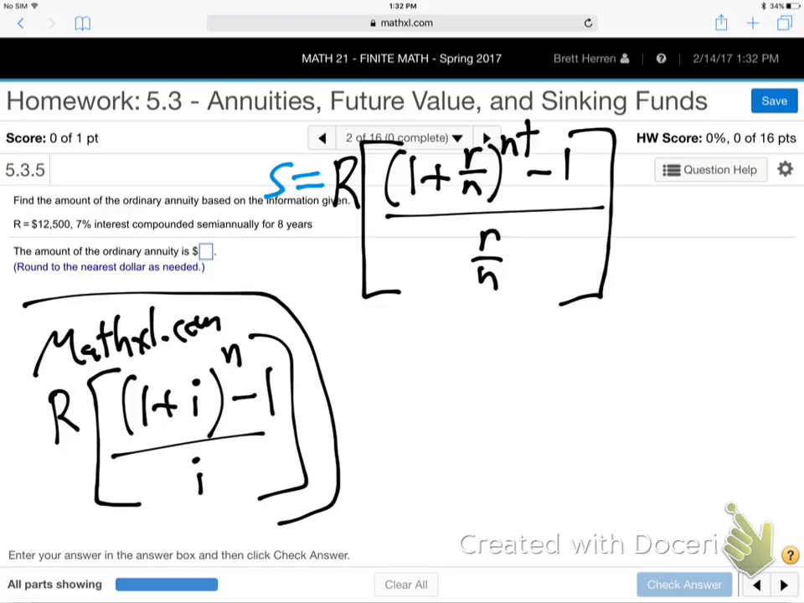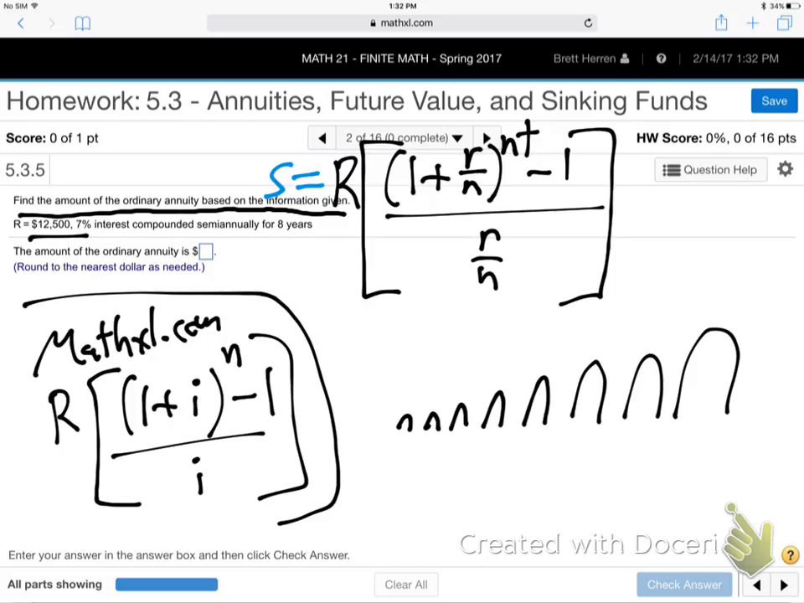So we just plug everything in. Remember what an annuity is. Let me give you the big picture because we just started. Find the amount of an ordinary annuity based on the information given. R is 12,500, 7% interest, compounded semi-annually for 8 years. What an annuity is, is a bunch of payments into an account that's storing up, like for retirement. That's the perfect analogy, right? You make the same payment every month or every year, usually every month, and then the pile grows over time, so that in the end it's a big old pile. That's what an annuity is.